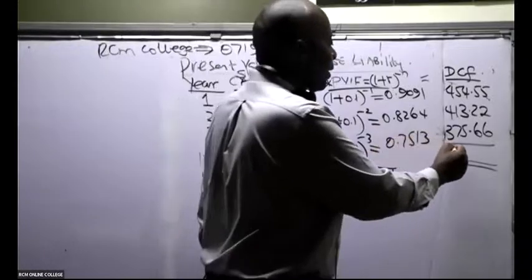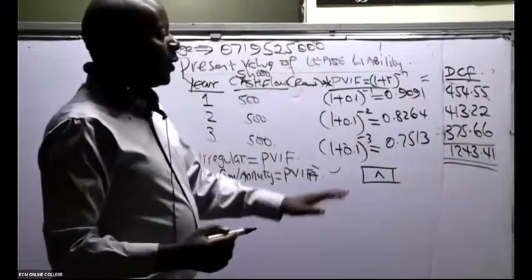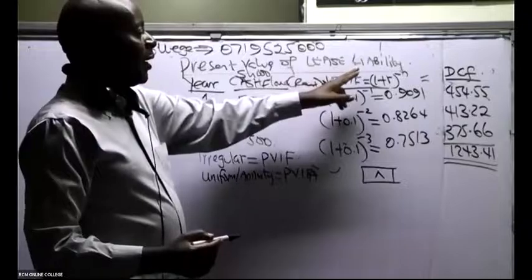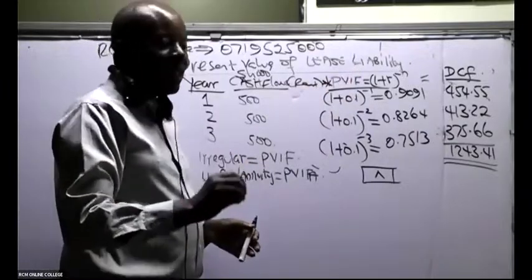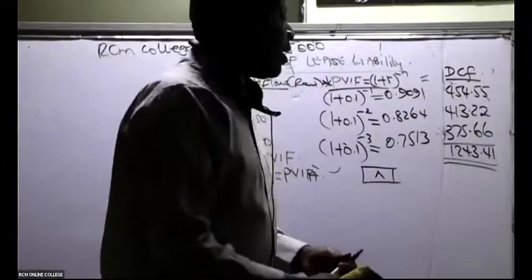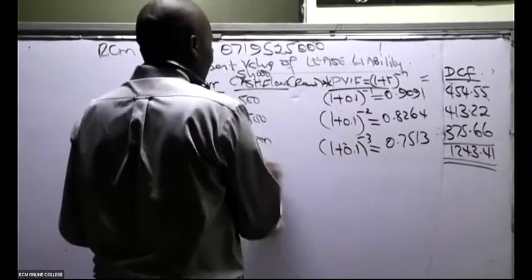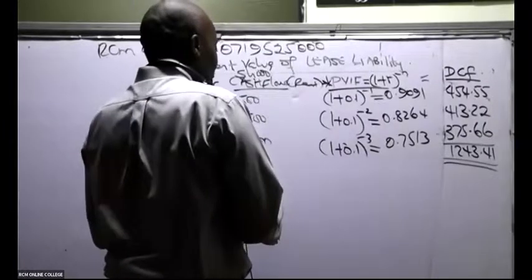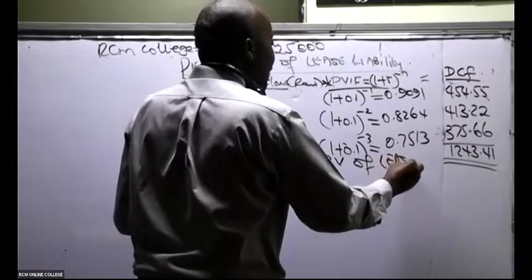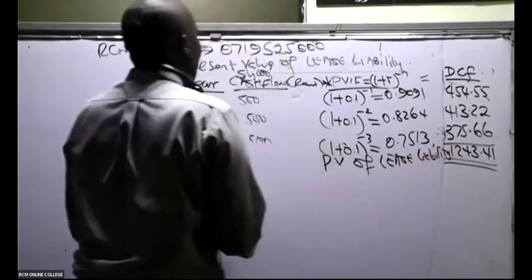1243.41. So this is very important. This is the total present value of our lease liability. This is what we call PV of lease liability. So the tenant, from the word go, knows that he has this liability. Present value of lease liability, which another student would have done this way.